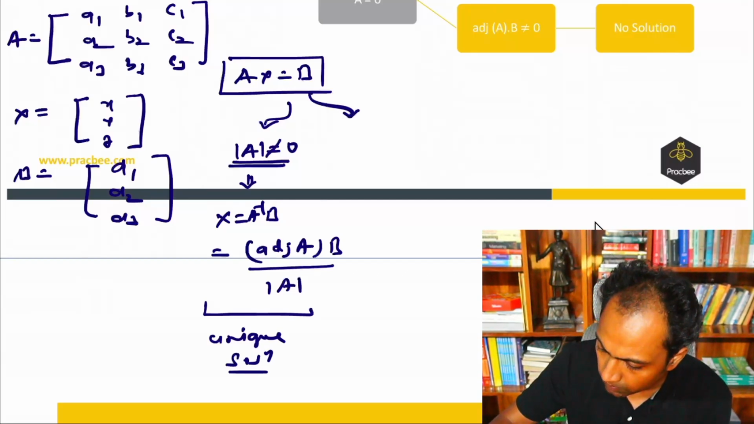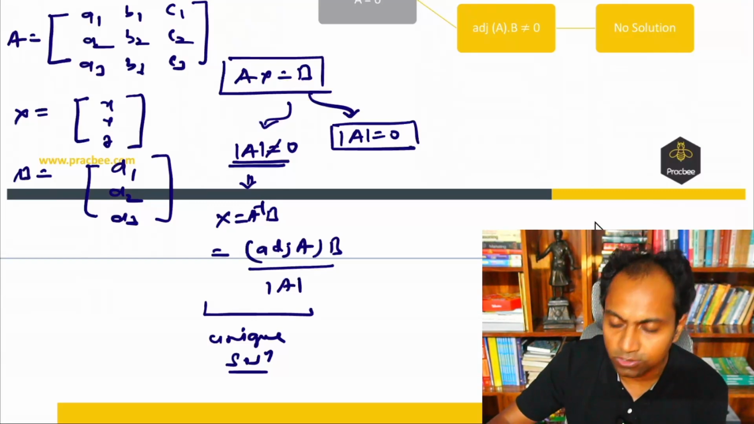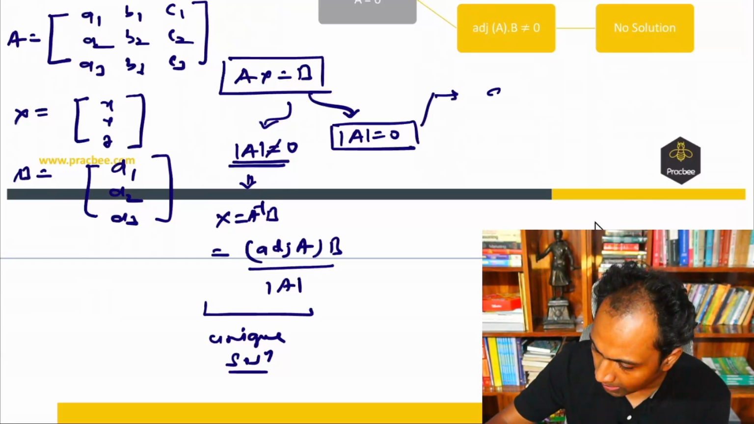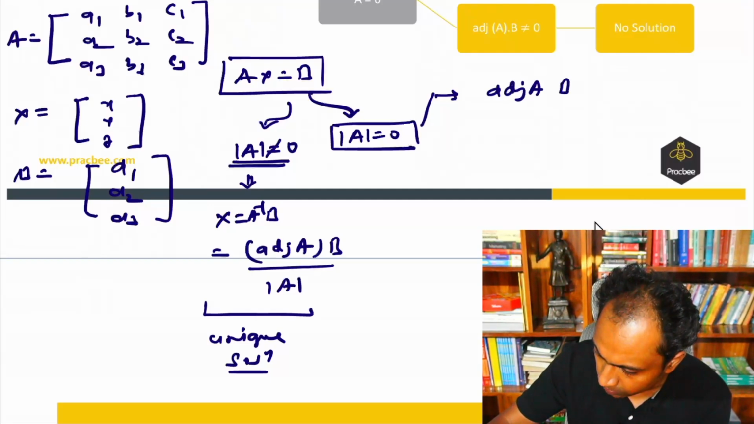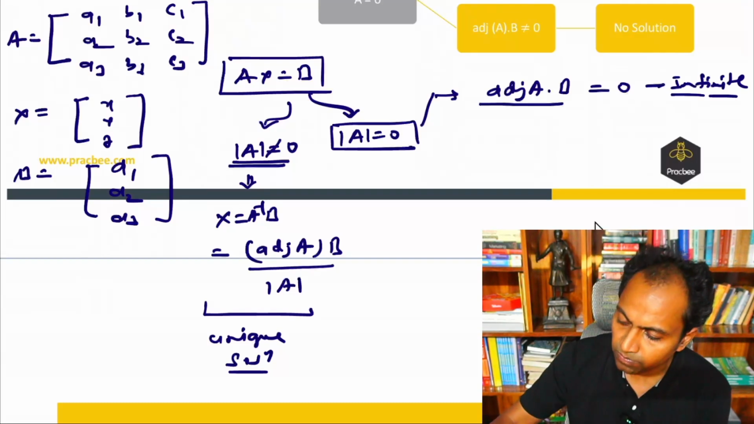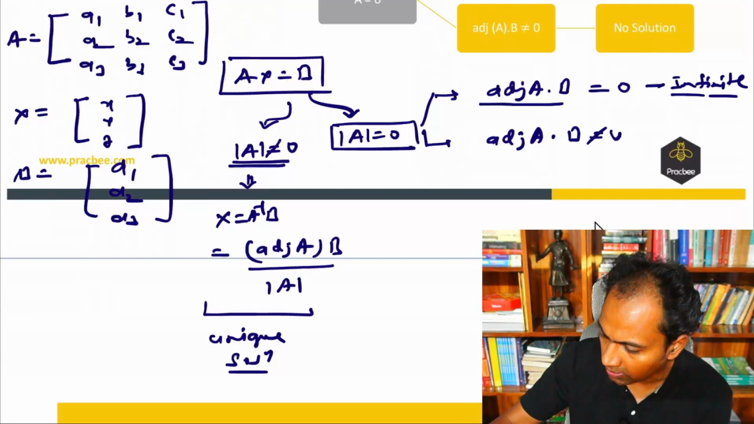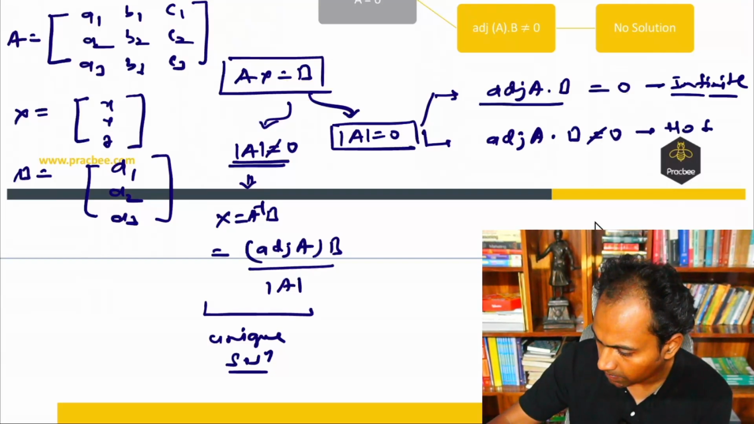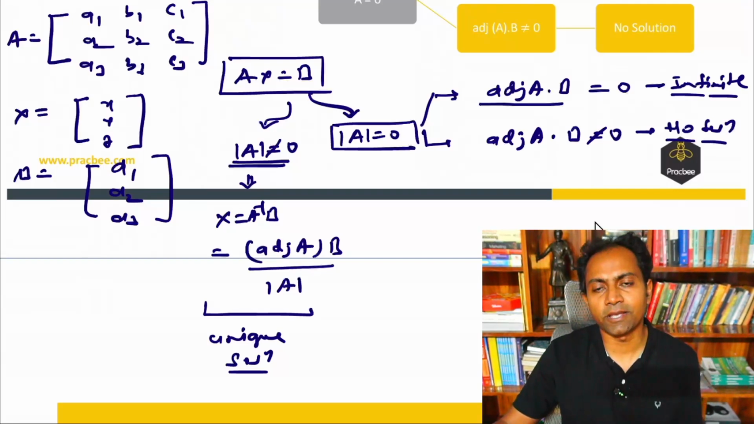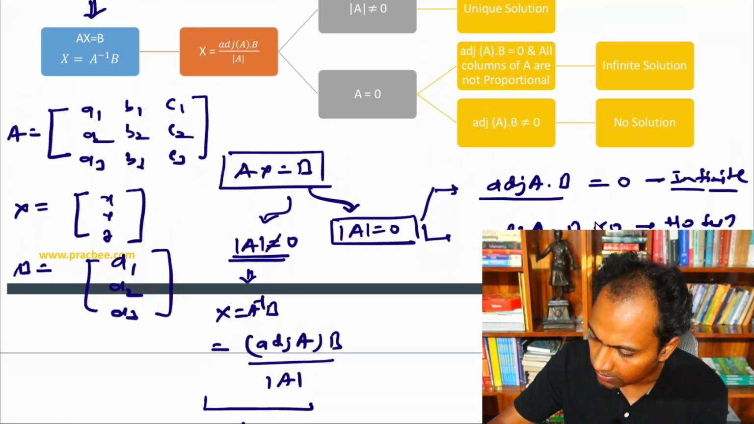Another scenario can happen when the determinant of A comes out to be 0. Now, in this scenario, you need to consider two more cases. One, it could happen that adjoint of A into B also becomes a null matrix, then there are going to be infinite solutions. But it could also happen that adjoint of A into B is not equal to null matrix, then we have no solution. Now, this is a very simplistic idea to understand things. There can be some tricky cases like the one that is written here.